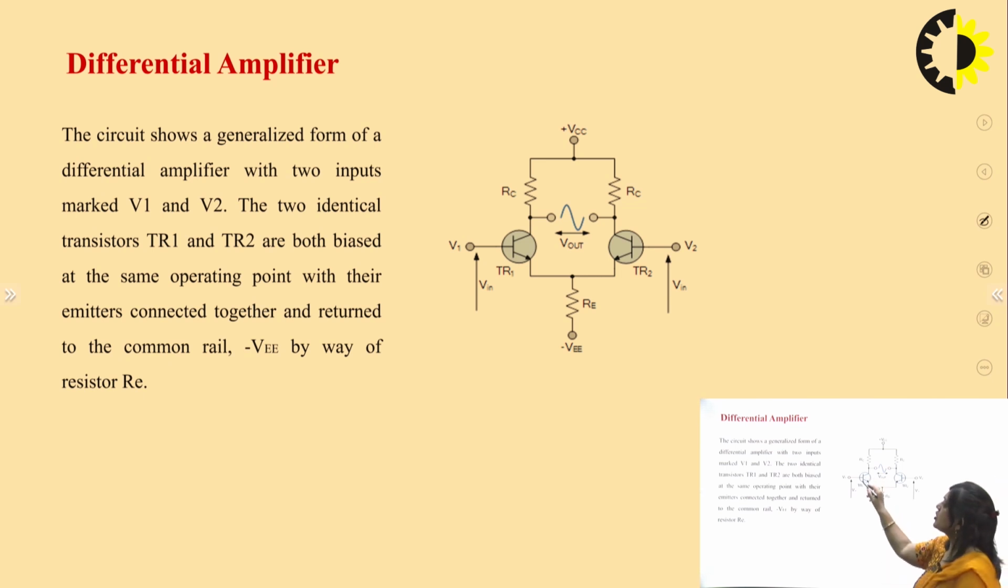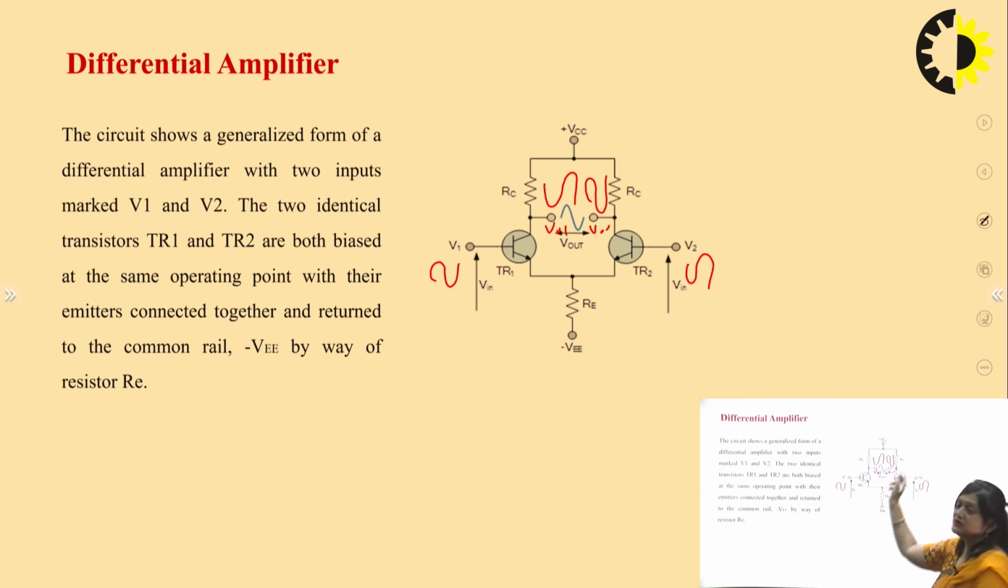So this is our common emitter configuration. So if we are giving input here, output will be in this way because common emitter provides the 180 degree phase shift. And here if the input is in this way, the output will be like in this way. So here we can see V01 and V02 will also be in 180 degree phase shift. So the resultant will be the subtraction of these two outputs.